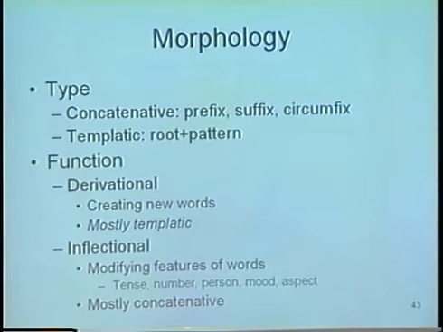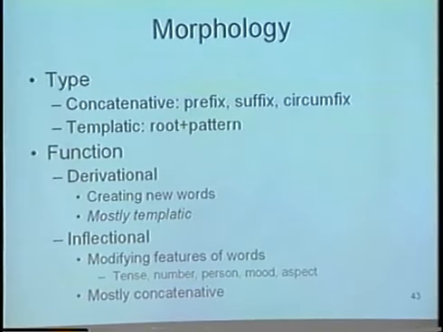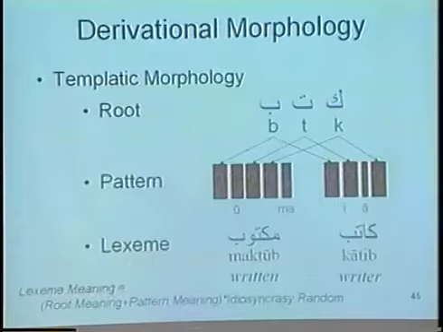To contrast it with inflectional morphology, where you basically have the same basic word, meaning the basic, biggest chunk of meaning, so to speak. The basic meaning of the word is the same. However, you're varying other features of it, like its tense, its number, its gender, etc. And in Arabic, this is mostly concatenative, but it could also be templatic. So I'll talk now more in detail about what these different types are.